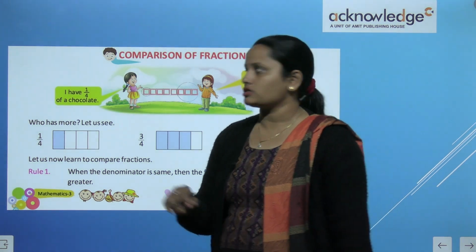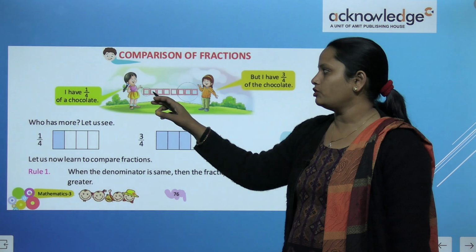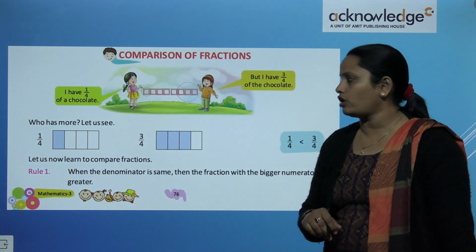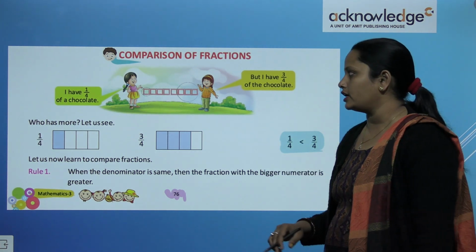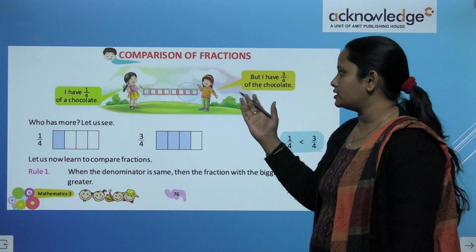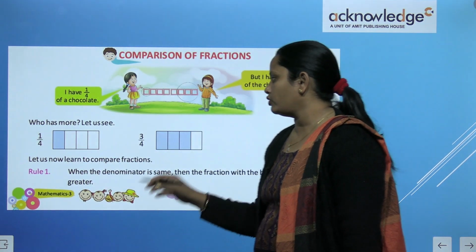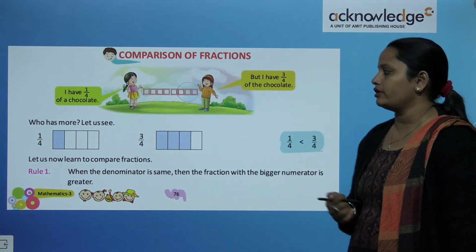Comparison of fractions. I have 1/4 of the chocolate. चॉकलेट थी, उसका 1/4 part मुझे मिला है. But I have 3/4 of the chocolate. मुझे चॉकलेट का 3/4 part मिला है. So किससे ज्यादा part मिला है? Yes, this girl got the bigger part. Who has more, 1/4 or 3/4? Yes, 3/4 is the greatest.